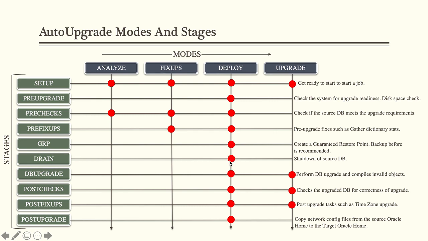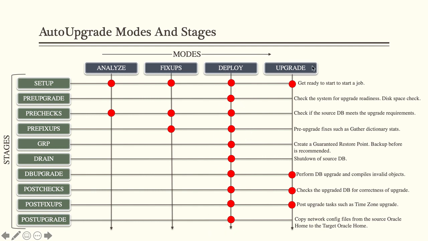Then I am going to shut down the source database which is running in the source Oracle home on the same machine. Then it will start up the database in upgrade mode in the new Oracle home, and it will finish doing the entire upgrade. It performs the post checks, making sure that all the components in your database have been upgraded successfully. Then it performs the post fix ups, such as doing a time zone upgrade, and it also makes sure that it copies the network files as part of post upgrade from the source Oracle home into the target Oracle home. So everything is done as one atomic entity from start to end as part of a deploy.